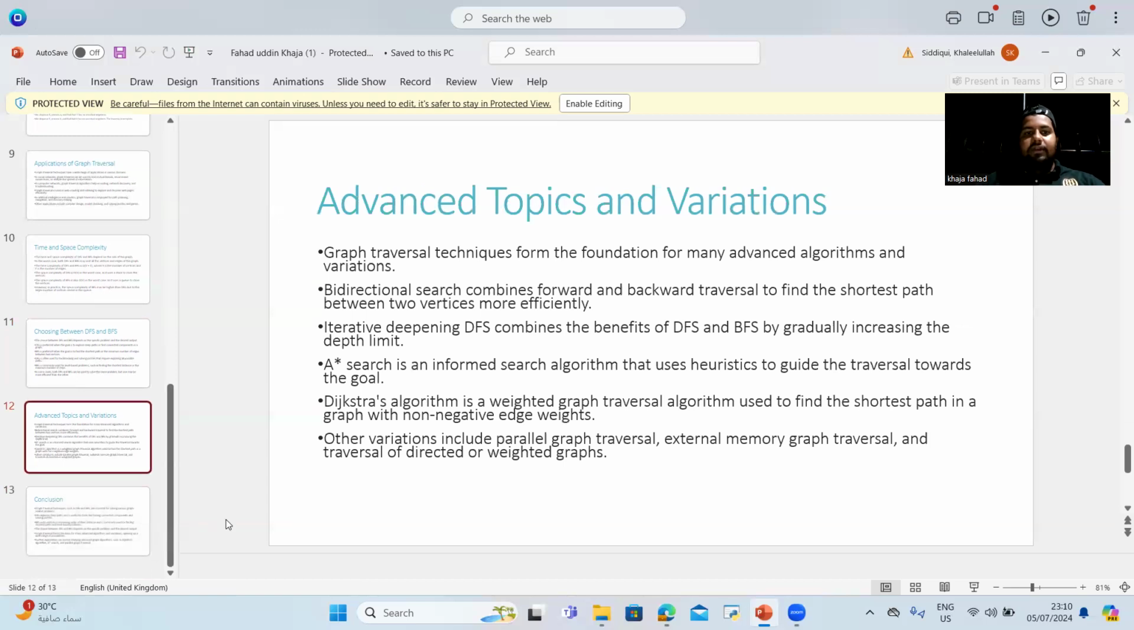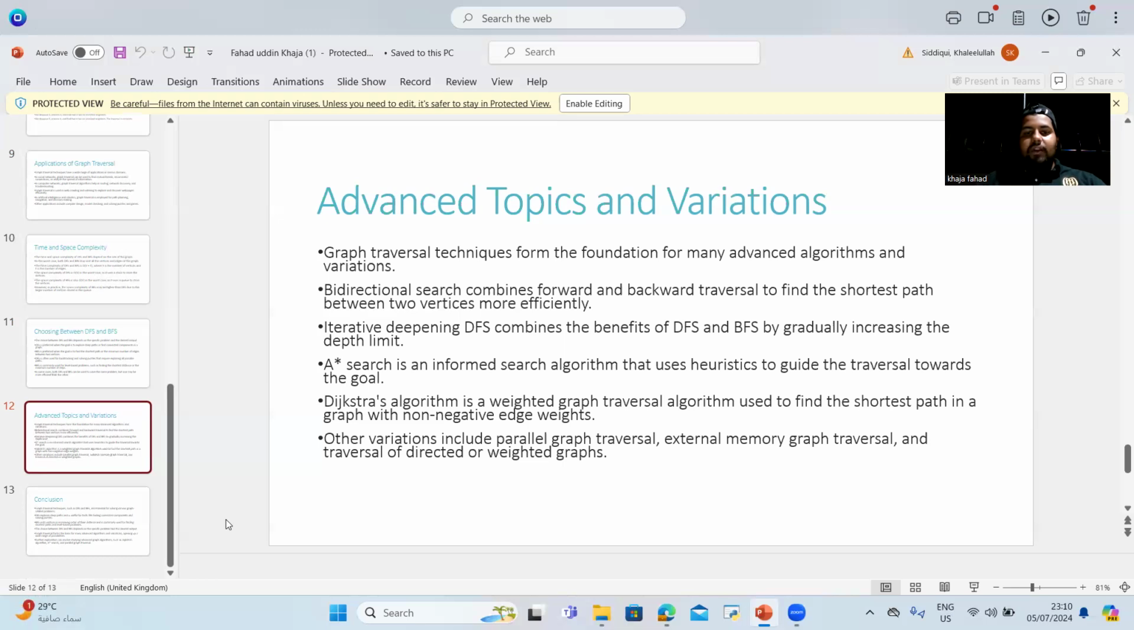Advanced topics and variations. Graph traversal techniques form the foundation for many advanced algorithms and variations. Bidirectional search combines forward and backward traversal to find the shortest path between two vertices more efficiently. Iterative deepening DFS combines the benefits of DFS and BFS by gradually increasing the depth limit. A* search is an informed search algorithm that uses heuristics to guide the traversal towards the goal.